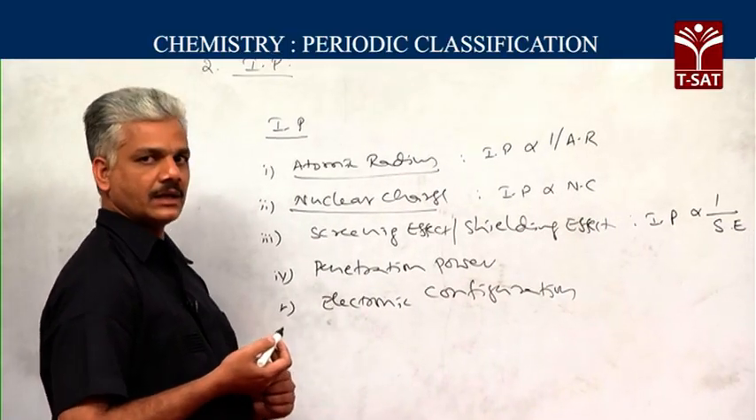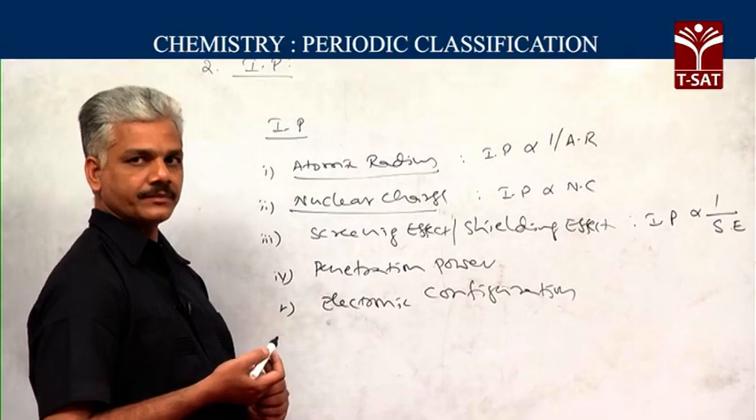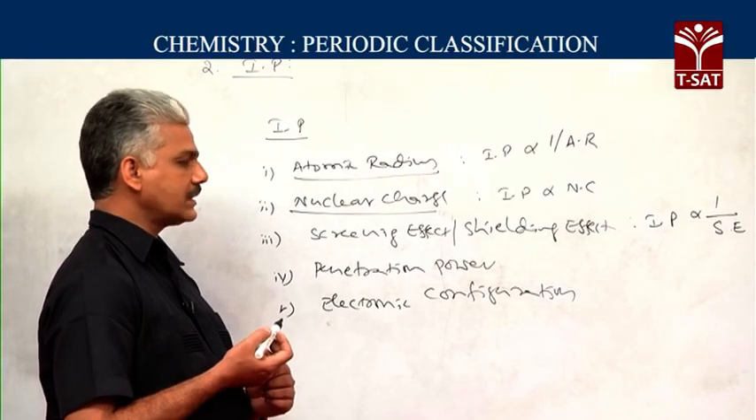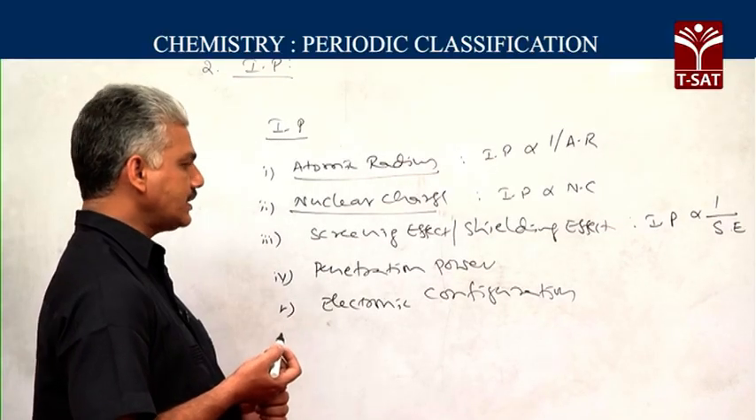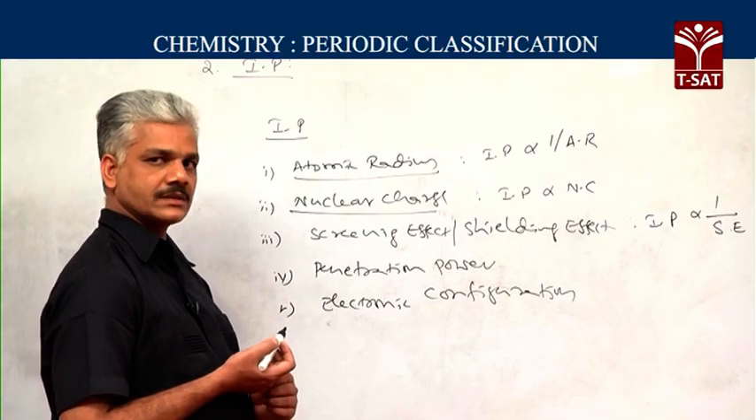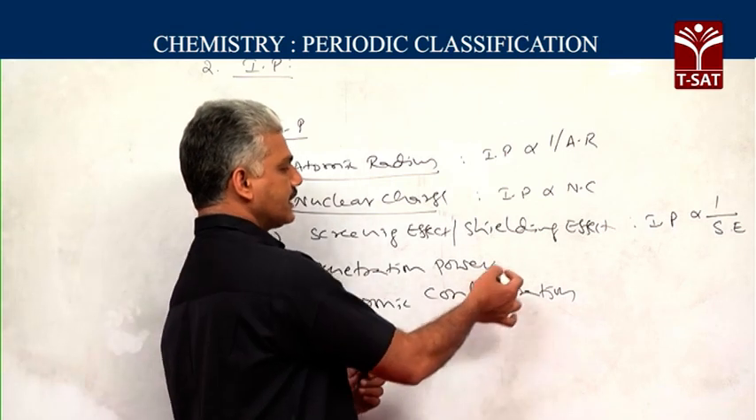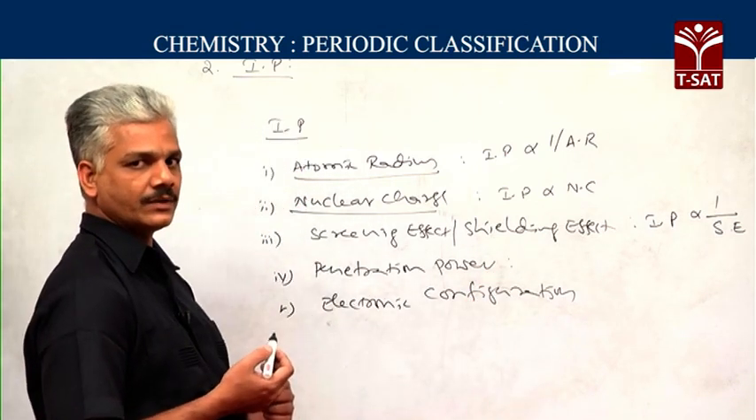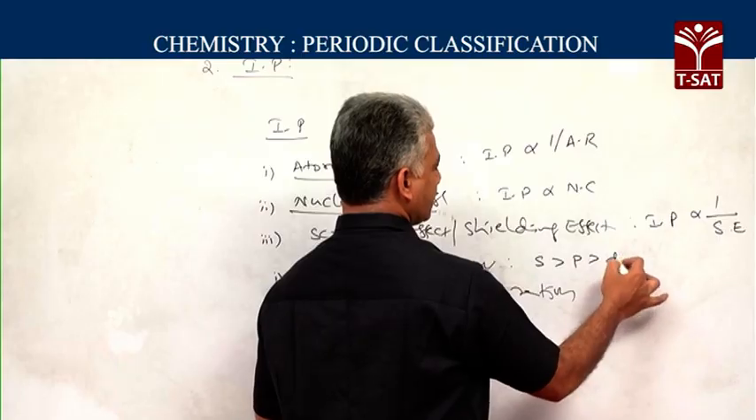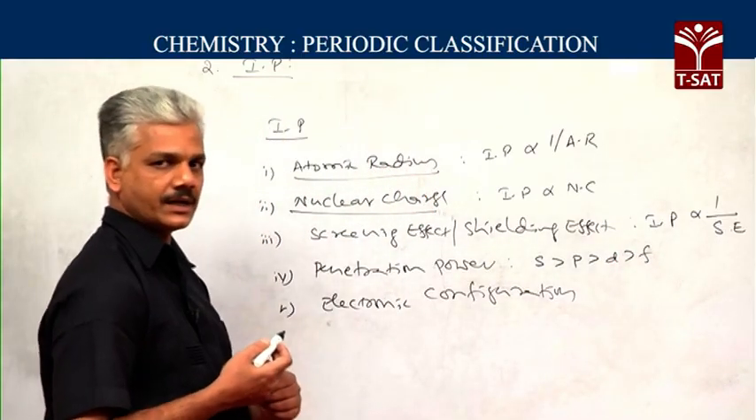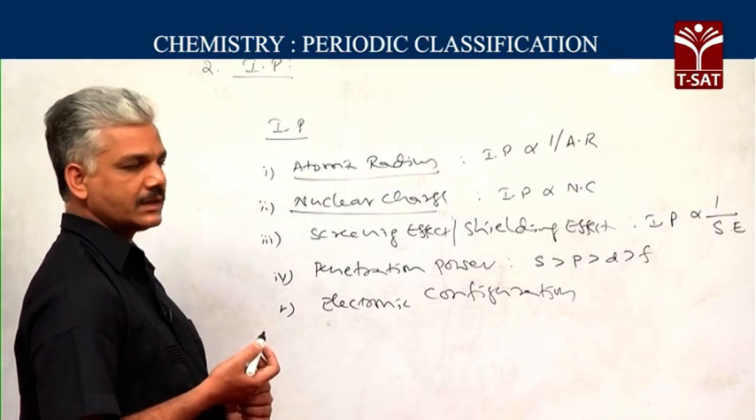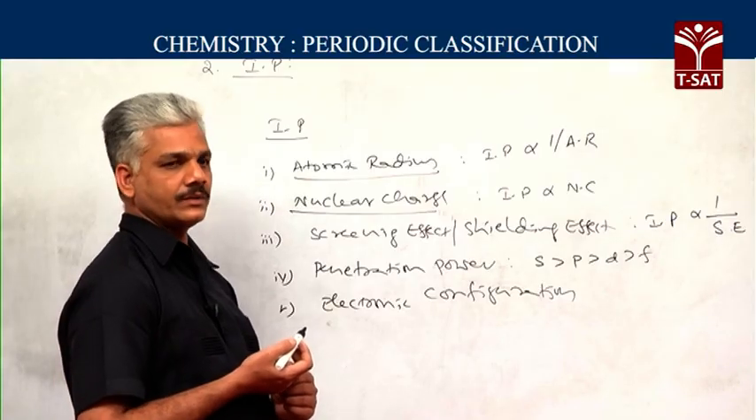Next factor affecting the IP value is penetration power. Various sublevels like S, P, D and F, even though they are present in the same energy level, the energy required for the removal of electron differs due to their shapes. The energy required for the removal of S electron is always higher compared to P or D or F. The order of penetration is represented like this: S greater than P greater than D greater than F. That means it is always difficult to remove an S electron compared to an F electron.